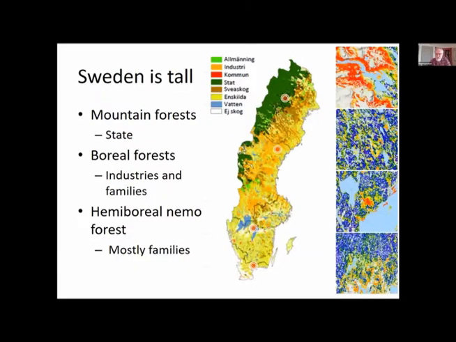The first thing to note is that Sweden is a very tall country in the sense that it extends from broadleaf deciduous forests in the south to a few intact forest landscapes in the northern mountain region. So the mountain forests also have a different ownership pattern. This is mostly state. The boreal forests are usually a mixture of industries and family forests, and the hemiboreal and nemoral forests are mostly families.